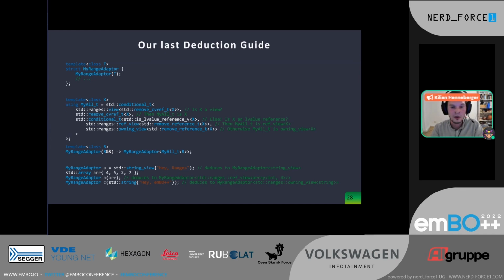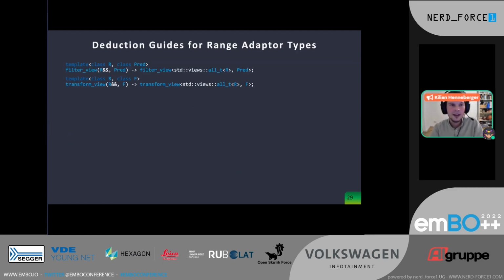And this is kind of the mystery that hides behind the range adapters, because range adapter types also have deduction guides, which take the range by forwarding reference and deduce filter view of std views all t of R. And std views all t is very similar to the my all t that I just presented on the slide before. Not completely, but very similar.